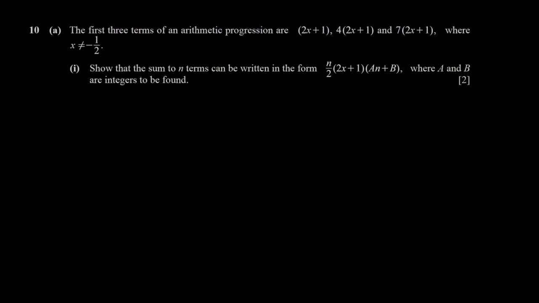Now, because we are dealing with an arithmetic progression, the first thing we need to identify is a and d, right? That is the first term and the common difference. Now, the first term is going to be very easy. It's given there. So the first term is 2x plus 1. And the common difference, well, we can find it by taking the second term and subtracting off the first term. So if we've got 4 lots of 2x plus 1 minus 1 lot of 2x plus 1, then what we've got here is 3 lots of 2x plus 1.